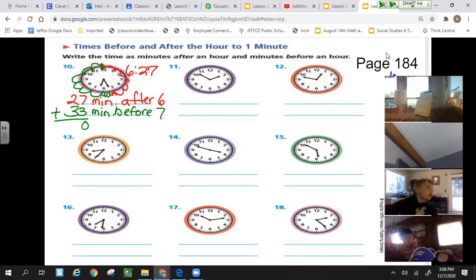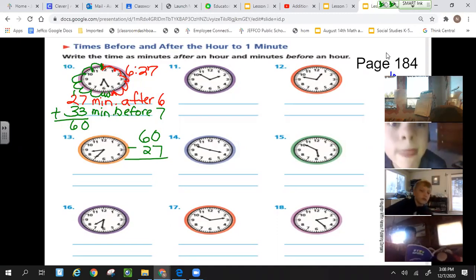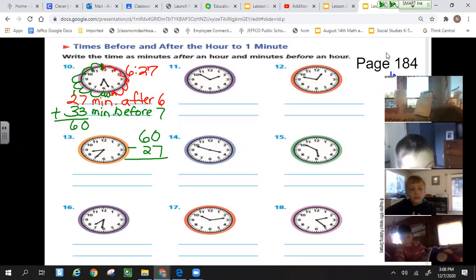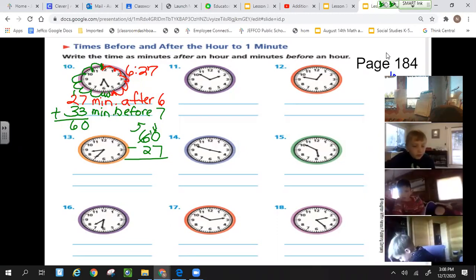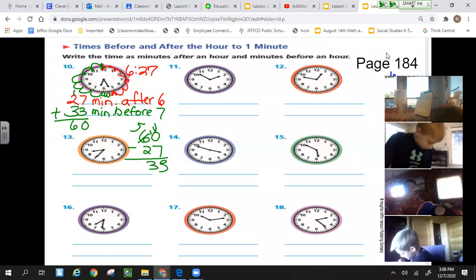I can add this up. 7 plus 3 is 10. Carry the 1. 2 plus 1 is 3. Plus 3 is 6. I'm checking my work. Some of you might even be thinking, what if I did 60 minus 27 to find out how many minutes before 7 it is? Sure, that would work as well. I would say 0 minus 7 I can't do. Cross out that 6, make it a 5, make a new 10. 10 minus 7 is 3. 5 minus 2 is 3. You could do it that way if you don't want to count on the clock.